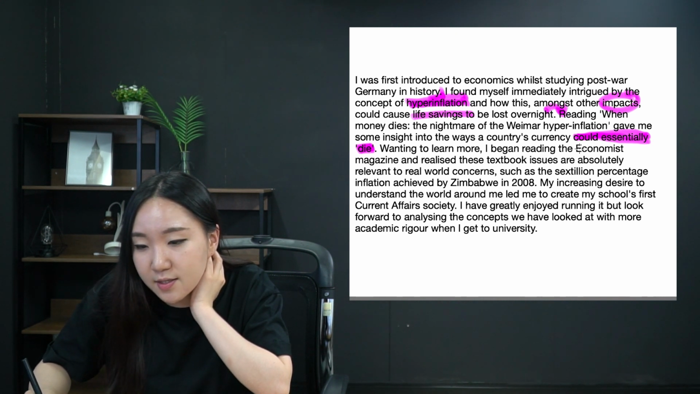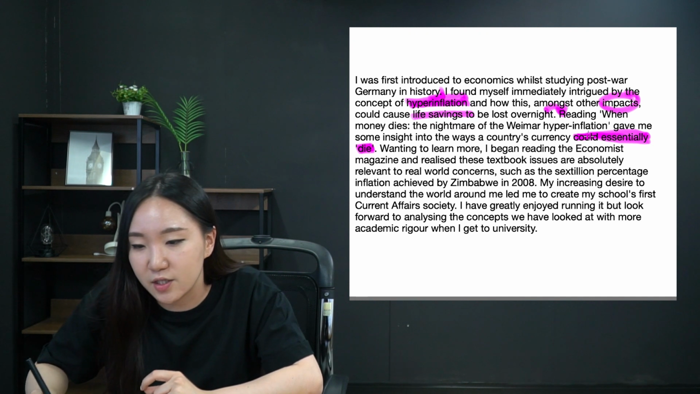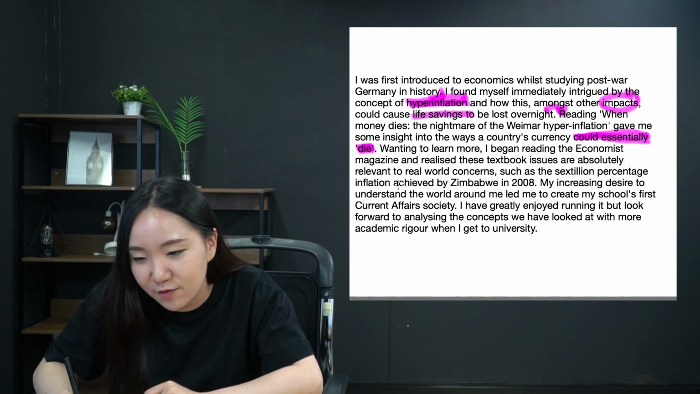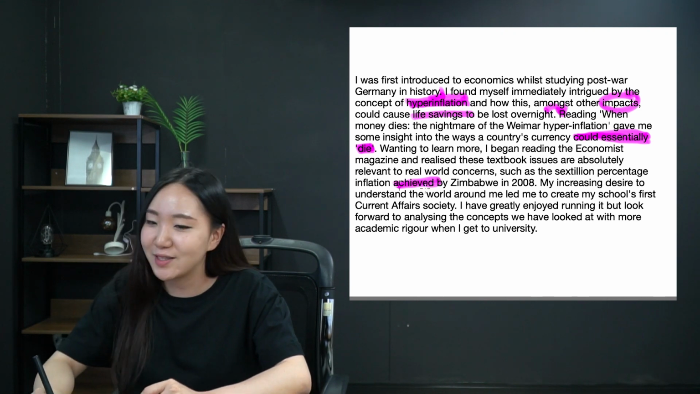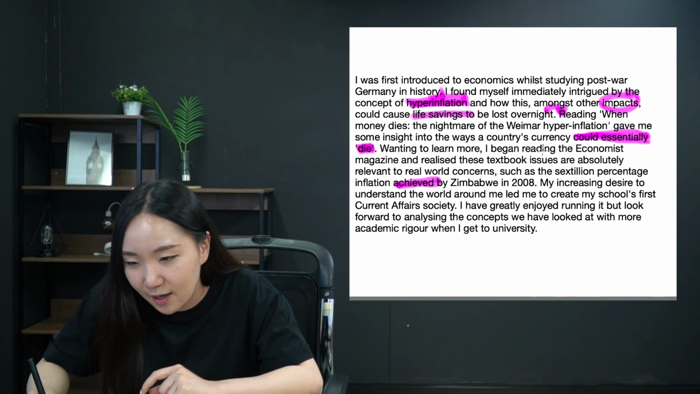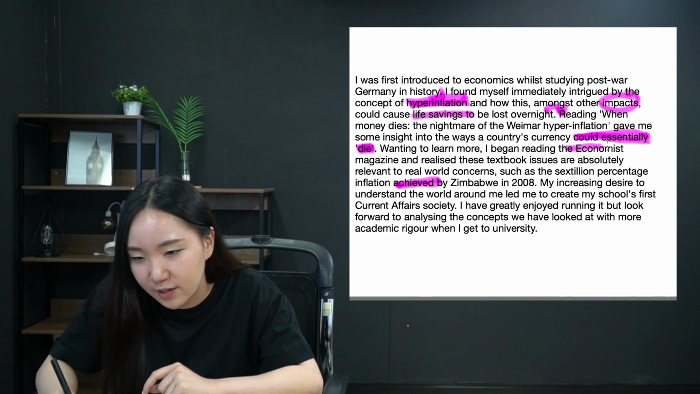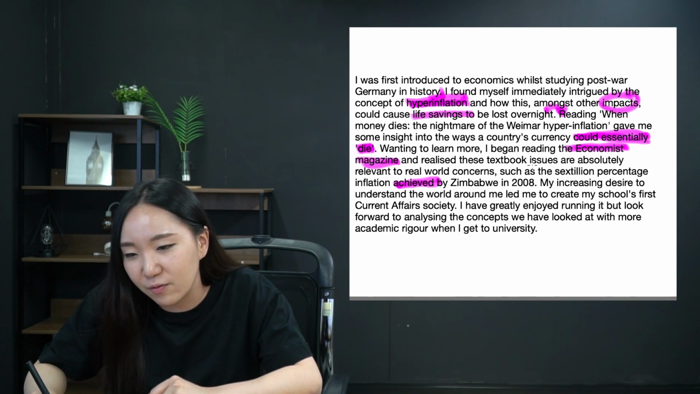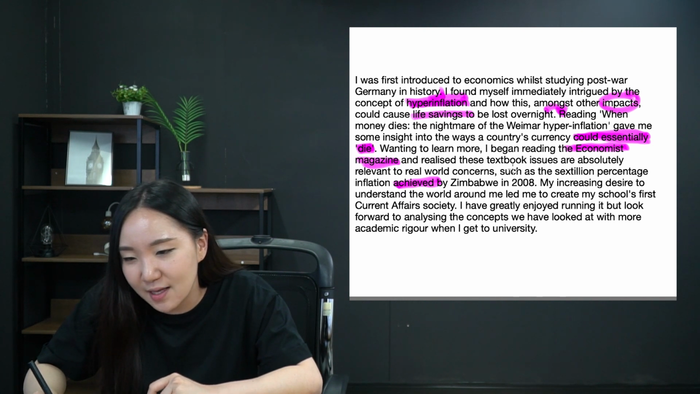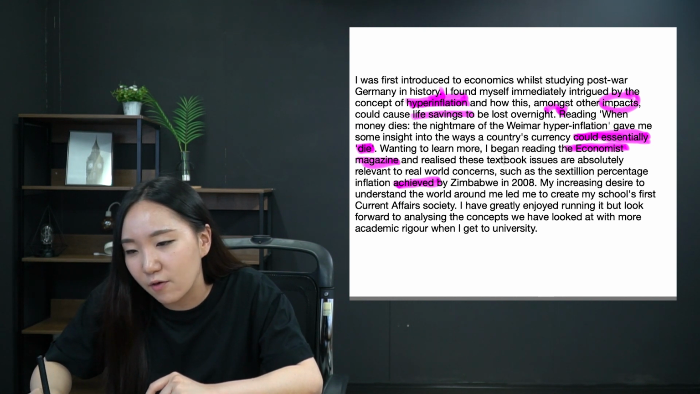Wanting to learn more, I began reading The Economist magazine and realised these textbook issues are absolutely relevant to real-world concerns, such as the sextillion percent inflation achieved by Zimbabwe in 2008. I'm not sure I would use the word achieved here. Achievement implies something positive, and I'm not sure that this is a positive achievement. I think I've mentioned this in a previous video, but just listing out The Economist magazine is not helpful. I don't know what my plan was there. And then realising these textbook issues are relevant.